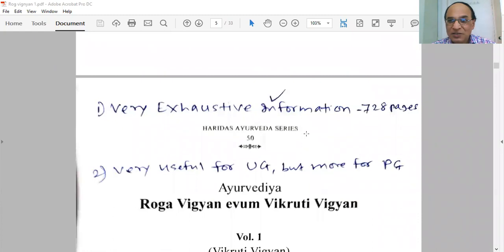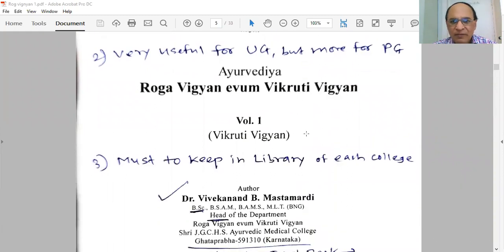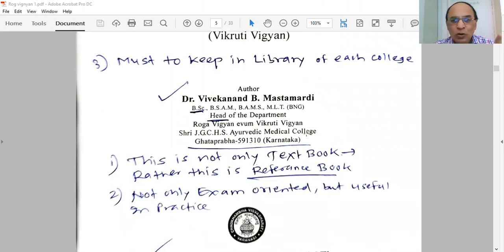Now first page, this is my personal written remarks. This is very exhaustive information. 780 pages are there, very useful for UG but more for the PG. Roga Vigyan evum Vikruti Vigyan, this is volume 1. I am going to make a review of volume 2 as well. Must to keep in the library of each and every college. This is not only a textbook, rather I call it a reference book. Try to understand, this is a textbook, but in addition to that, this is the best reference book for all UG, PG, Ayurvedic doctors, teachers, professors.